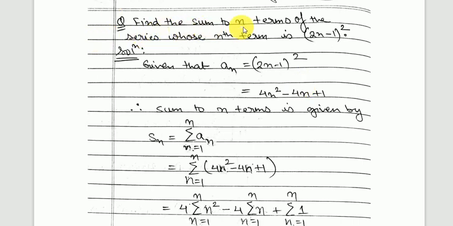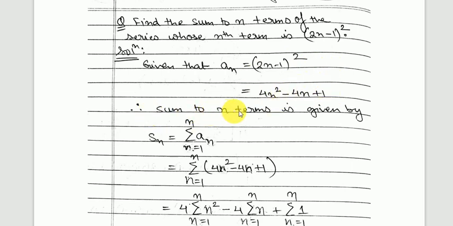Next, find the sum to n terms of the series whose nth term is this. So in this question they are saying that you have to find the sum of n terms of the series whose nth term is this. So there is a series, and each term of that series is given by this rule. Now you are supposed to find the sum of n terms of that series. So given that the nth term is 2n minus 1 whole square. You simplify this, so you get 4n square minus 4n plus 1.